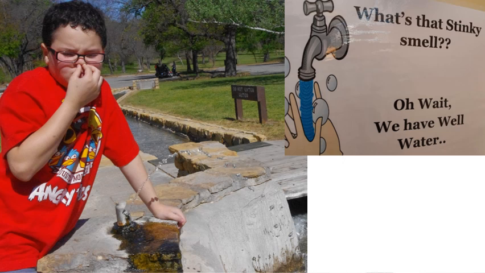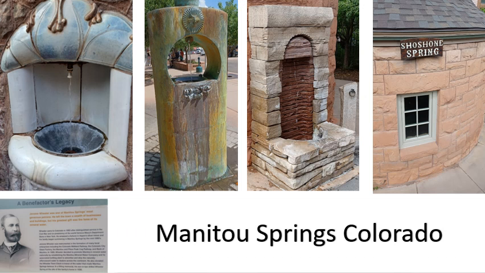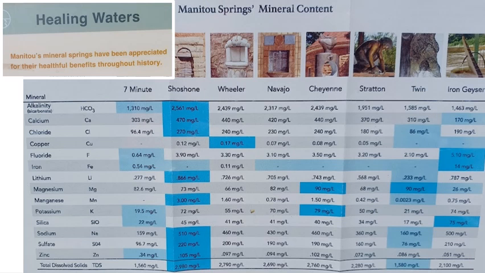Now, is spring water good for you? Here's a drinking spring outside of Glenwood Springs, Colorado, and people used to come there and take cocktails of mineral water. And the thought was that this was going to cure some ailments, and it was marketed that way. Manitou Springs, Colorado has dozens of springs, and each one has slightly different mineral content. People would come there and drink the waters to help make them feel better, and that's what it was marketed as. Hey, come drink the mineral water, it has curative properties, going to make you feel better.